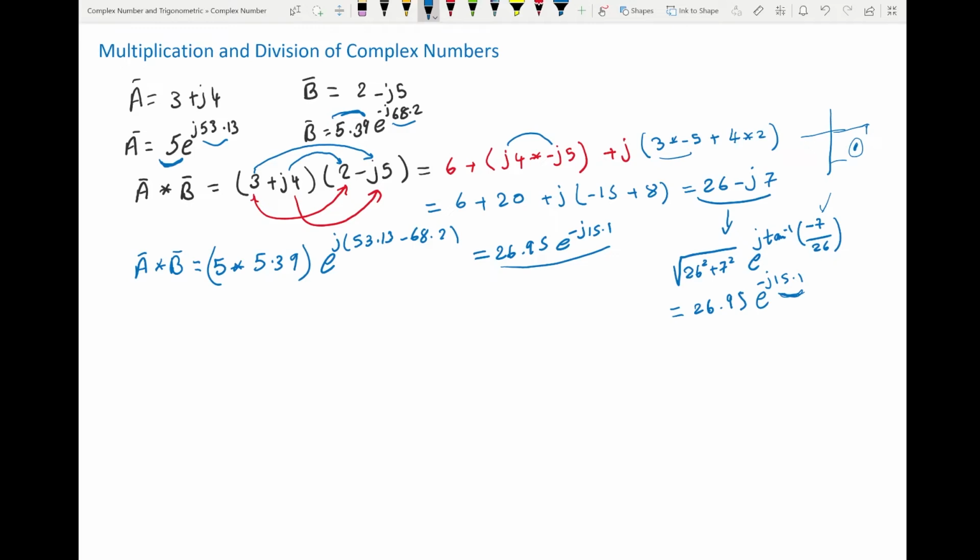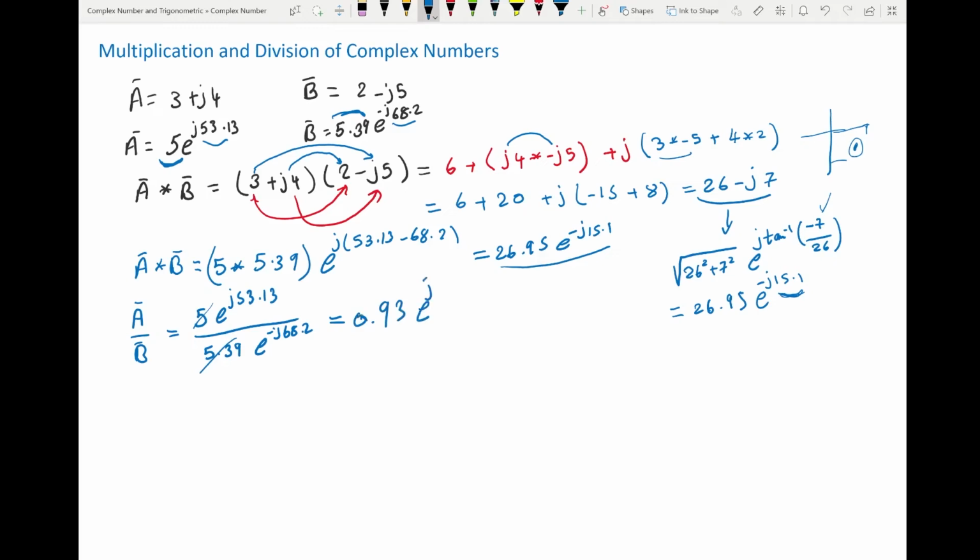So let's do the division in polar form first. So let's say A divided by B. So in polar form, that would be 5 e^(j53.13) divided by 5.39 e^(-j68.2). So you divide the magnitude of A by the magnitude of B, and you should get 0.93.